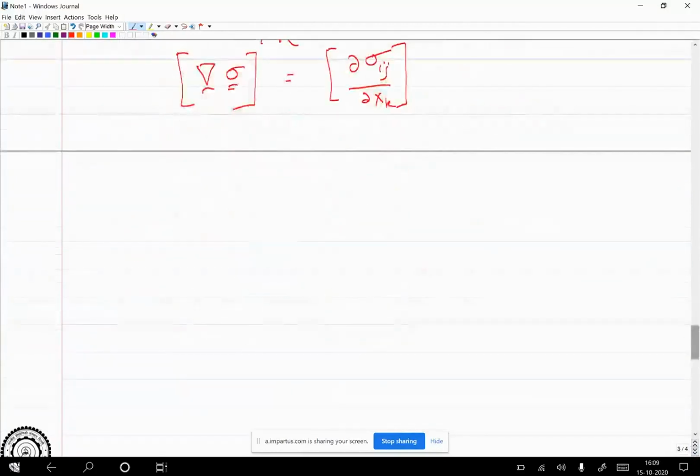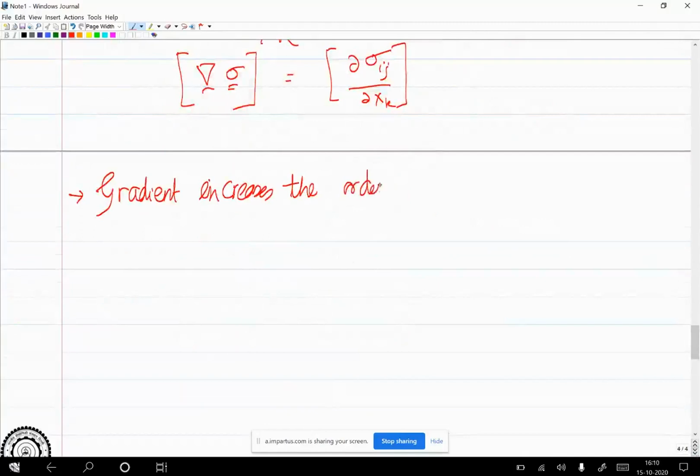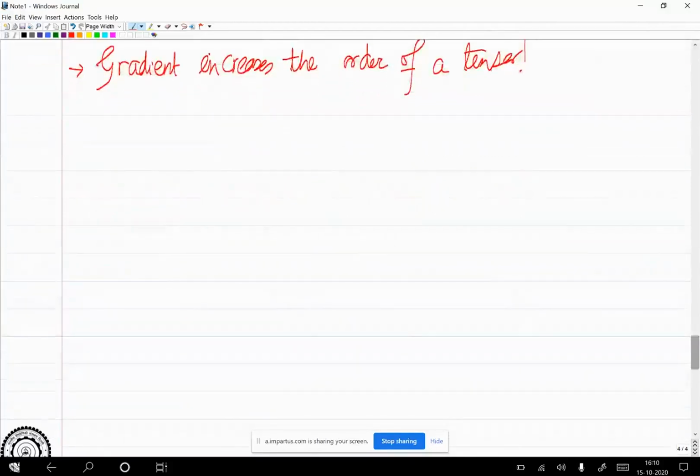And the bottom line is that the gradient increases the order of a tensor, because you see, when the gradient acted on a scalar, it became a vector. When the gradient acted on a vector, it became a second order tensor. When the gradient acted on a second order tensor, it became a third order tensor. All right. Any problem with gradient?